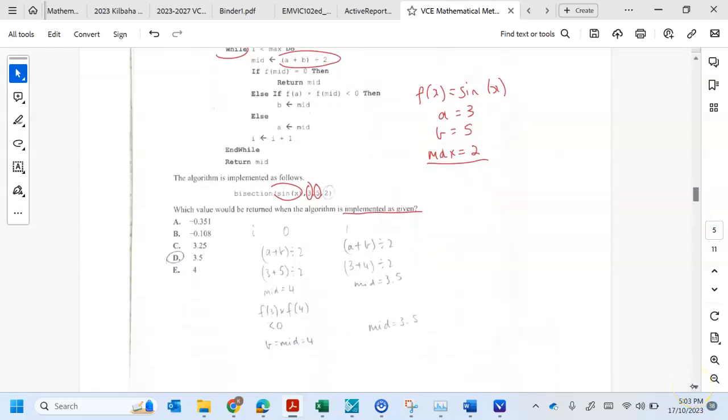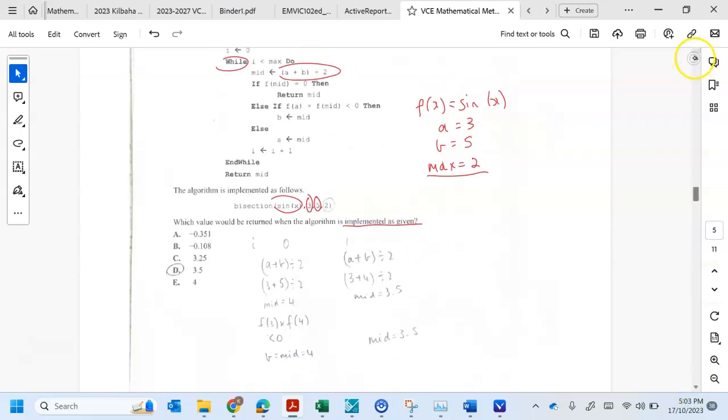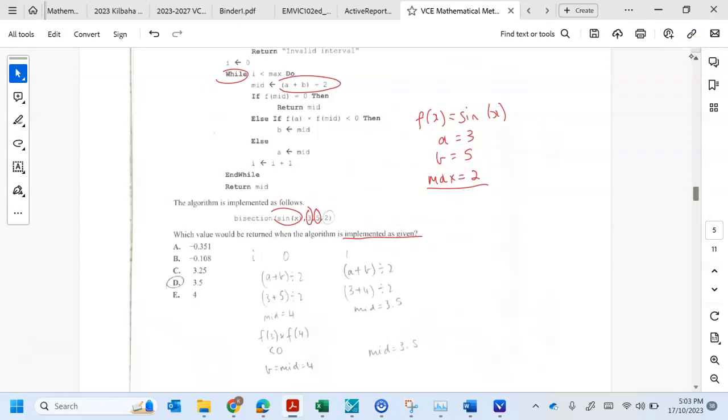So for my first one, we've done so many of these, but I'll do this one again. Your a plus b. For the first one, our value of a is 3, b is 5, and divided by 2 gives us the midpoint of 4. Then we've got to check where this midpoint is. We do f of 3 times f of the midpoint. If it's less than 0, then we allocate b to the midpoint. If it was greater than 0, then we allocate a to the midpoint. It is less than 0, I did it on my calculator.